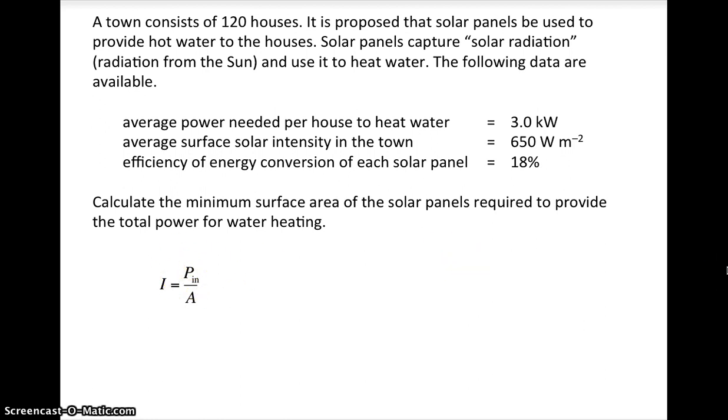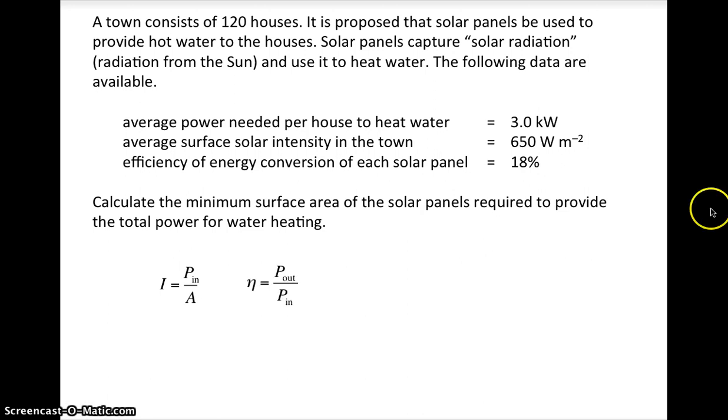Why is it the input power, not the output power? Well, the input power is from the sun. The output is the heating of the water. So the hot water, that's the output power. The intensity formula pertains to the intensity of sunlight. Therefore, this is the power of the sunlight, and that's the input, not the output.